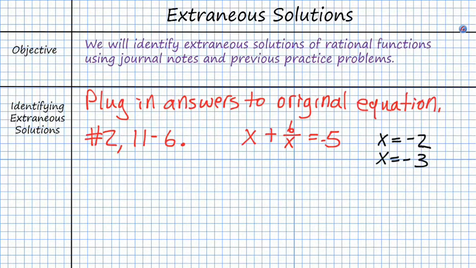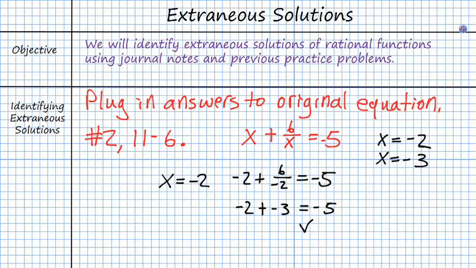So we plug in negative 2. For my first x equals negative 2, I plug in negative 2 plus 6 over negative 2 is equal to negative 5. Okay, so this will be negative 2 plus negative 3, and that indeed is going to equal negative 5. So we know that this is good.